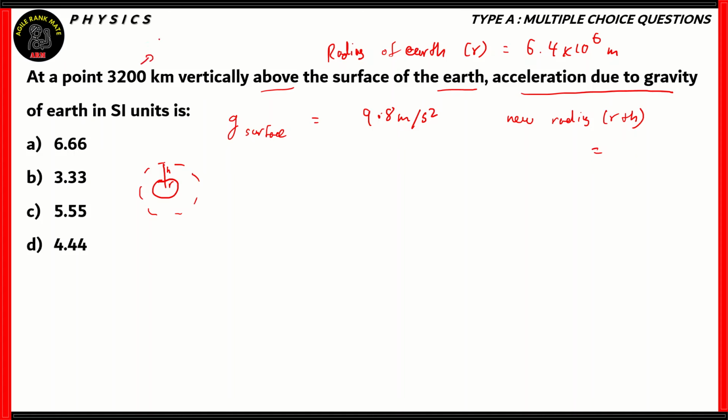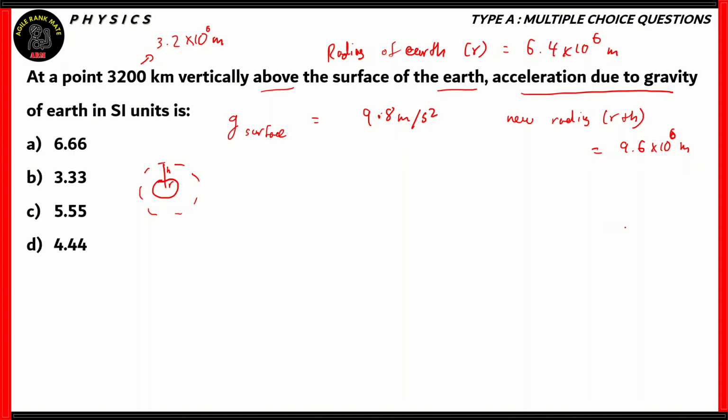Now 3,200 kilometers can be written as 3.2 into 10 raised to 6 meters. So the new radius would be 6.4 plus 3.2, which would be equal to 9.6 into 10 raised to 6 meters. You can add those two. 6.4 plus 3.2 would give you 9.6.